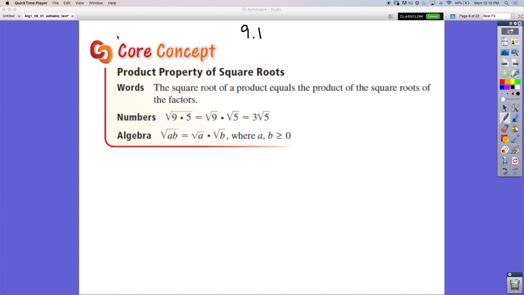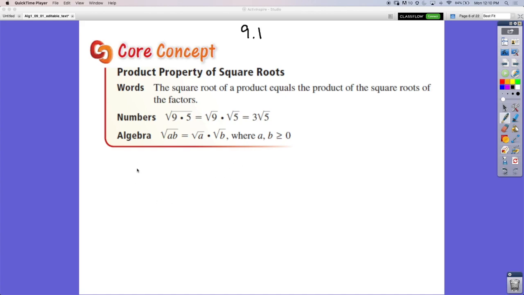Section 9.1, we're working with radicals, and a lot of this you will already be familiar with, and it's pretty easy to catch up on. So the first thing is this one. When you multiply two radicals together, all you do is multiply them.